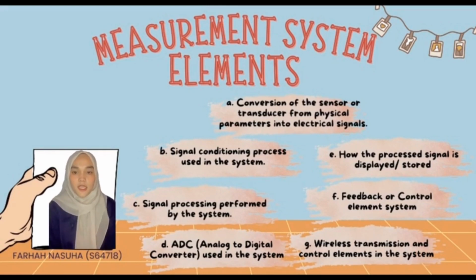Okay, next, D. ADC used in the system. The ADC module of the Arduino Nano board is used, which is responsible for converting the analog measurement collected by the transimpedance amplifier into digital signals. ADC working explanation.